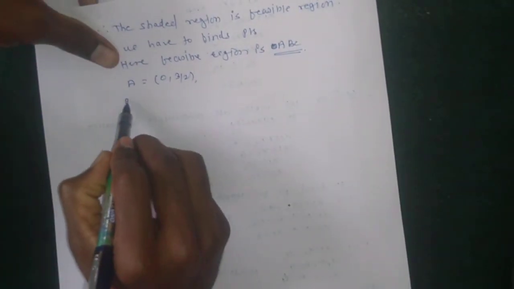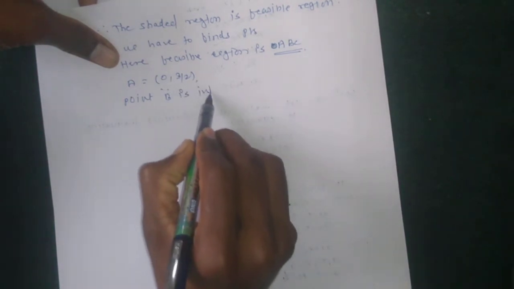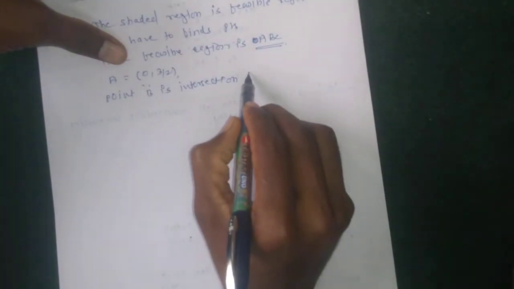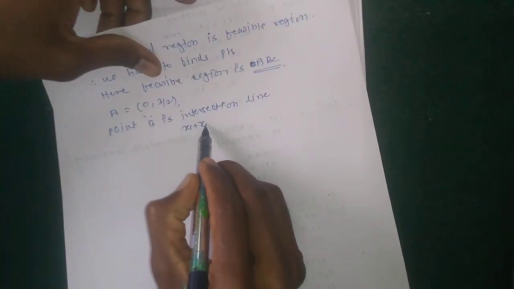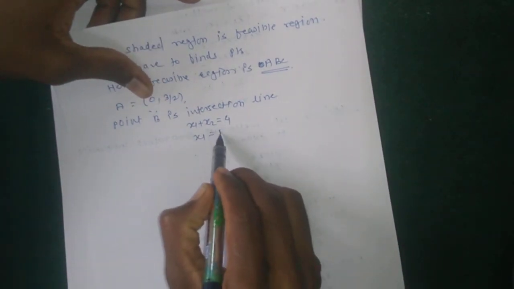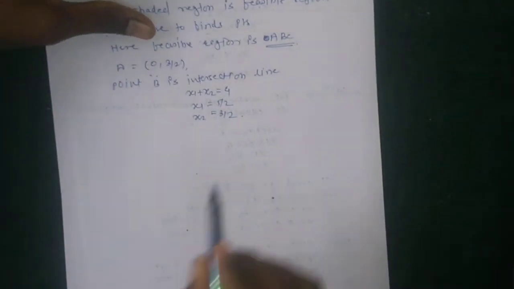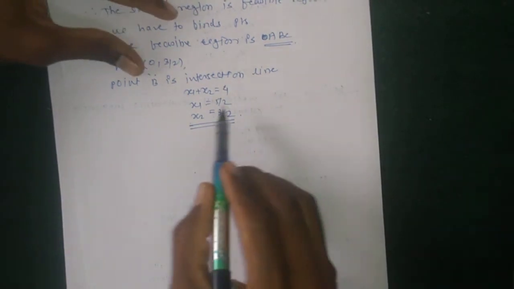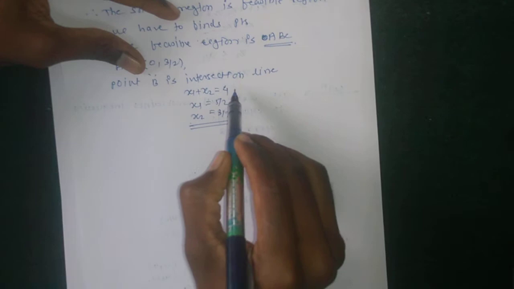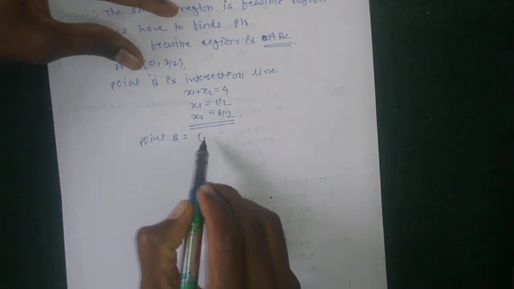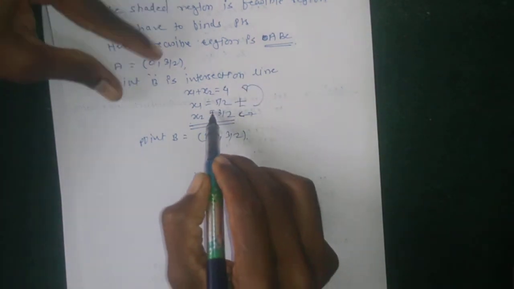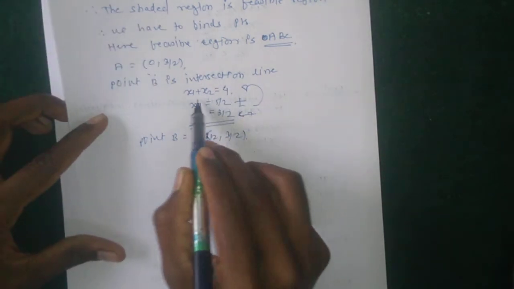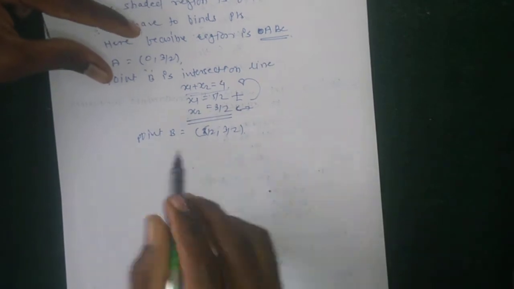Point B is the intersection of three lines: x1 + x2 = 4, x1 = 5/2, and x2 = 3/2. Therefore the coordinates of point B are (5/2, 3/2). Putting x1 = 5/2 and x2 = 3/2 into the equation, we get 4 = 4, so the equation is satisfied. Therefore point B is (5/2, 3/2).